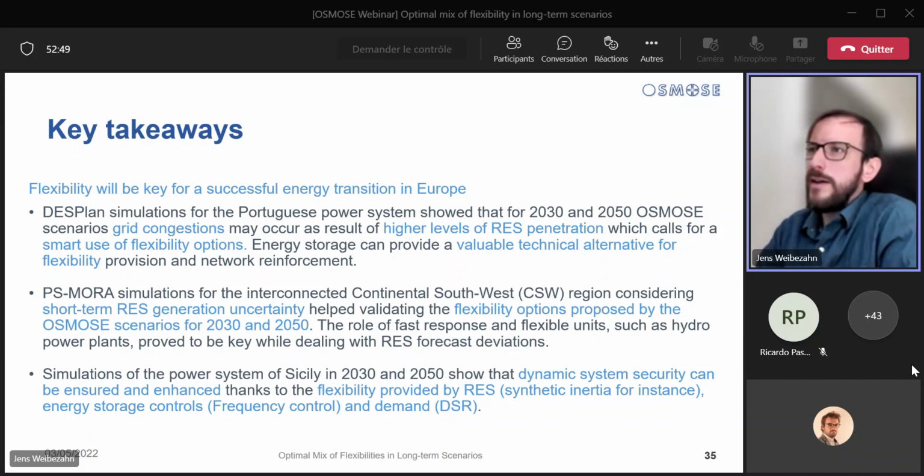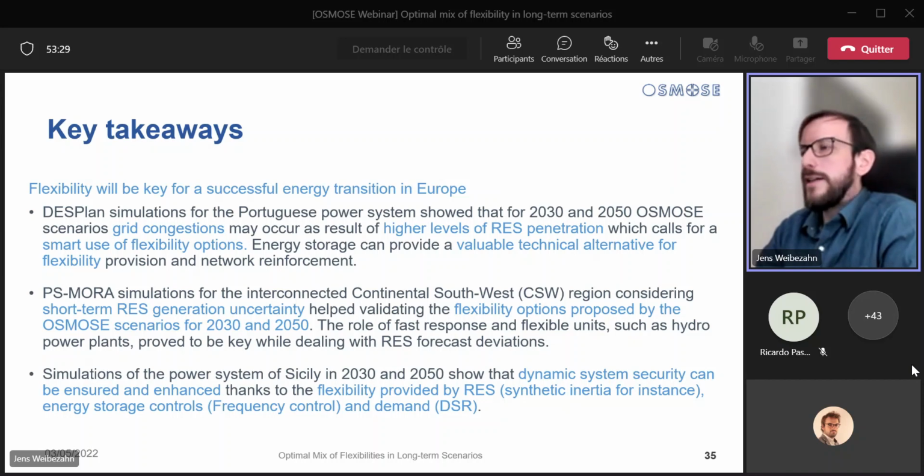The simulation is done with the PSMORA tool for the interconnected continental southwest region in Portugal. Considering these short-term RES generation uncertainties, it helps to validate that the flexibility options that were proposed by the scenarios are more or less viable. And we can see here that the role of fast response and flexible units, for example, hydropower plants that play an important part in large parts of the European power system, proves to be key when dealing with forecast deviations in our renewable energy sources.